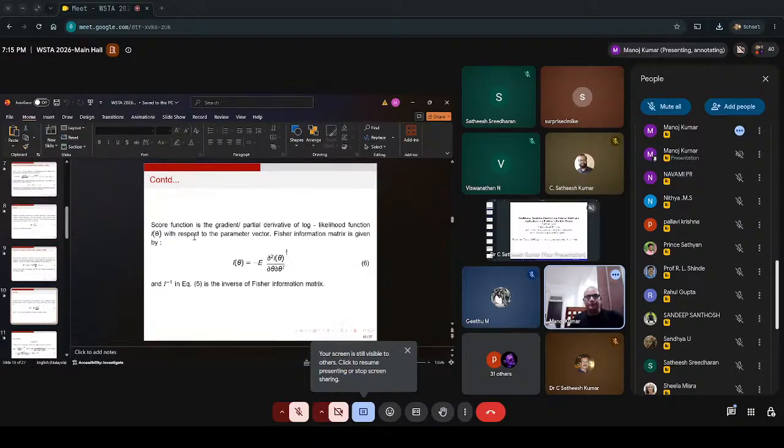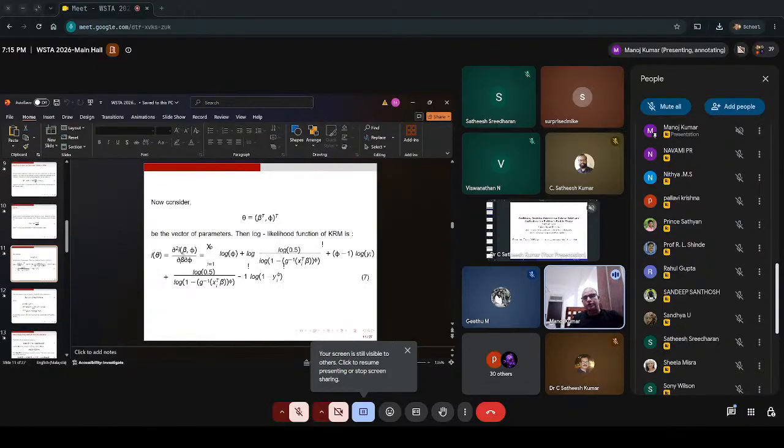The score function, in this case, will be the gradient, the partial derivative of the log likelihood, which is mentioned over here. The Fisher information matrix is represented by I(theta). It will be used in equation number 5 to work in the form over here. Further, we move forward. Now we consider theta, which is the vector of parameters over here. Then we take the log likelihood function for the Kumaraswamy regression model for this case, and it comes up.